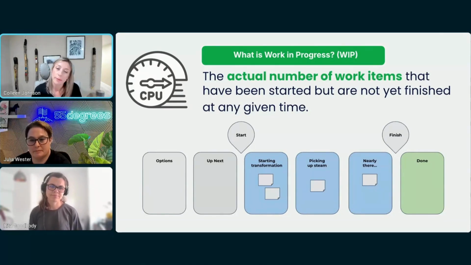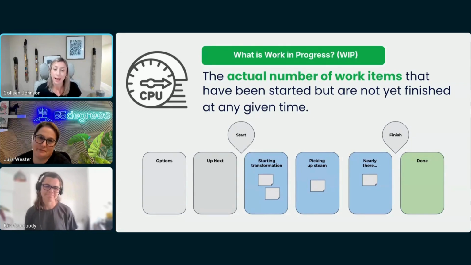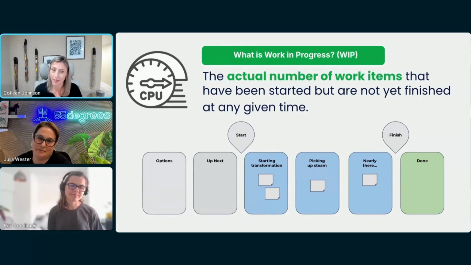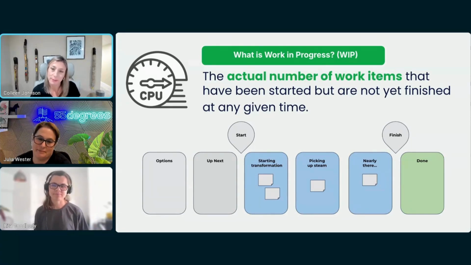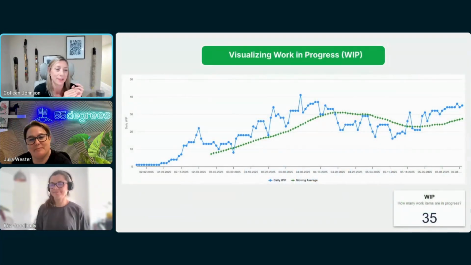So this is important because you'll probably see that your WIP varies day to day. Even if you are following your WIP limits by the book, there tends to be some variability in how much actual work in progress we have in our systems. So that's our first measure. Our first measure here is actual number of work items in progress. I'll hand it over to Julia here to talk a little bit about where you can visualize this number.